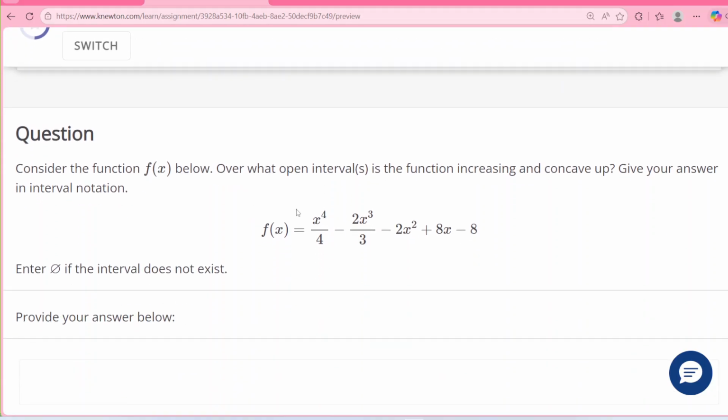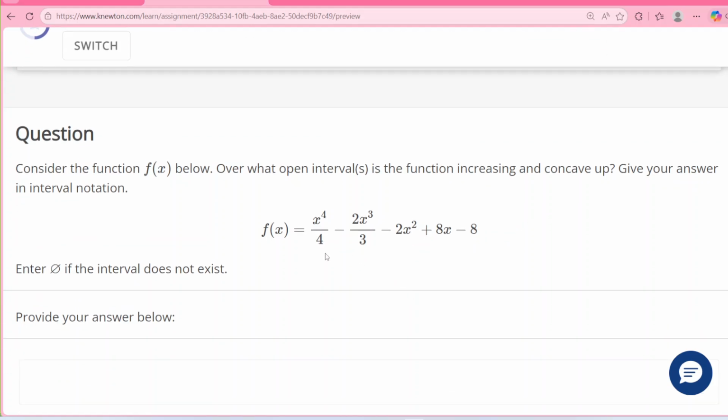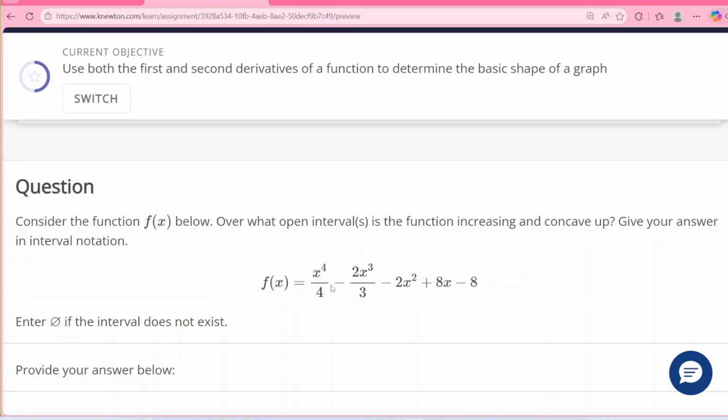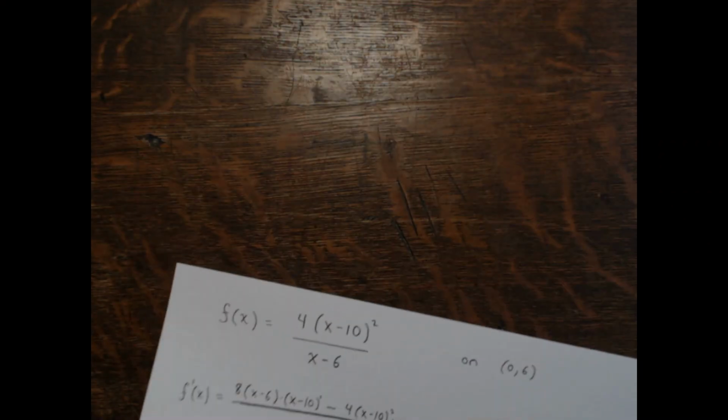All right, so another one with the shape of a graph, where a function is increasing or decreasing and concave up or concave down. All right, so like the first question from this, I'm given some degree 4 polynomial, and I'm asked, over what intervals is this function both increasing and concave up? So positive first derivative and positive second derivative.